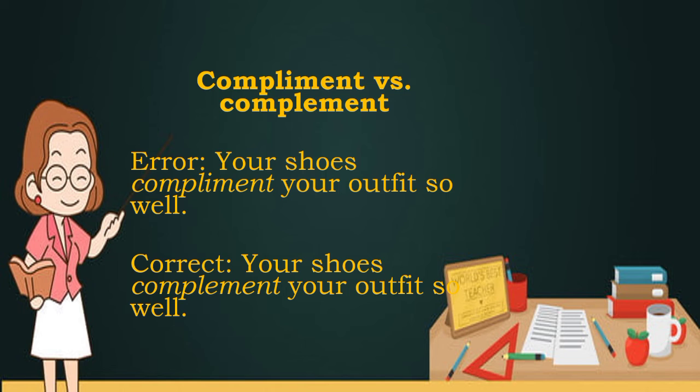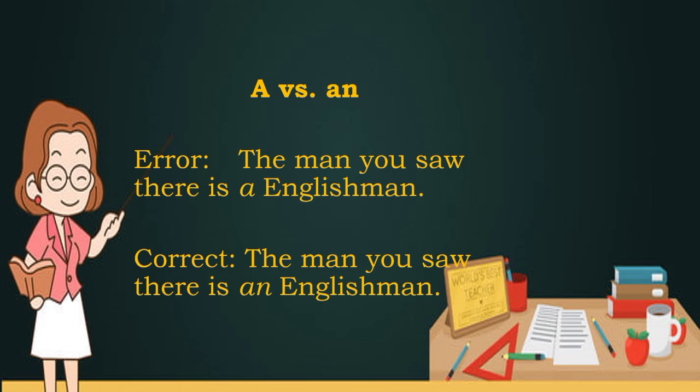So I realized that in this sentence, I must use "complement" because it pertains to something that goes well together. So the correct construction of the sentence must be, your shoes complement your outfit so well. So the use of complement here must be the second complement. Another common grammatical error, we have "a" versus "an." Use "a" when the noun or adjective that comes next begins with a consonant sound, while "an," use it when the noun or adjective that comes next begins with a vowel sound.